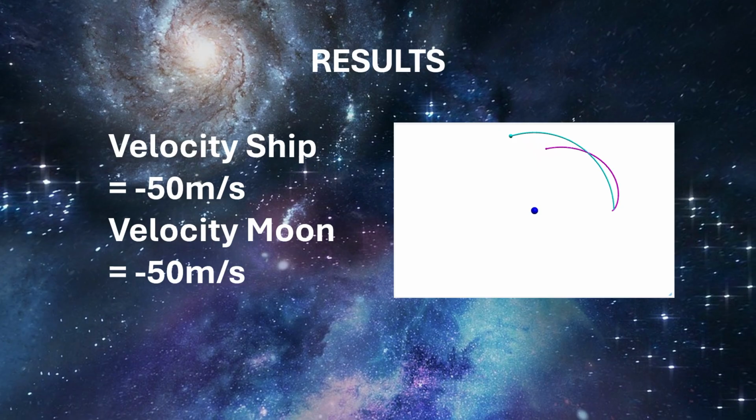This is a still image of the results of the code. The cyan orb is the moon, the pink orb is the ship, and the blue orb is the planet that they are orbiting.